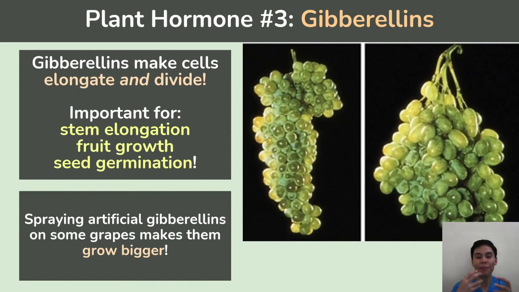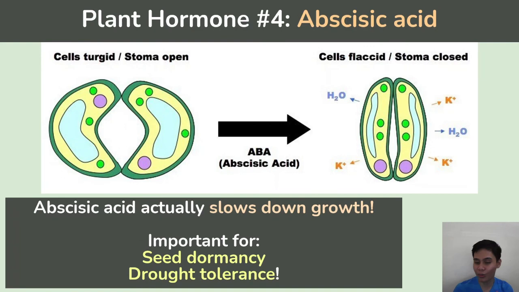Okay. Plant hormone number four is abscisic acid. This is a hormone that slows down growth. It's very important for seed dormancy and for the tolerance to drought. So seed dormancy is again basically just waiting for the proper moment to germinate. And drought tolerance is how your stomata can be opened or closed, controlled by this abscisic acid and other hormones. So it's not just the presence or absence of water, it's also dictated by hormones.